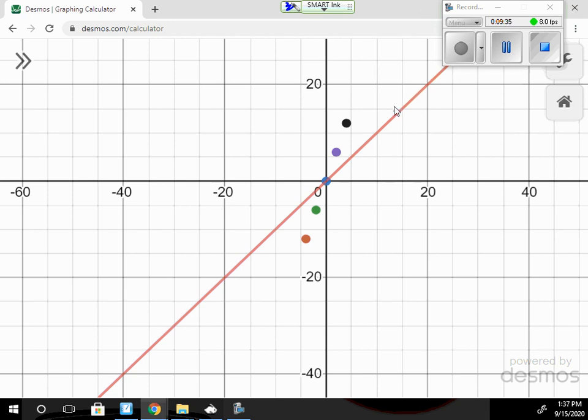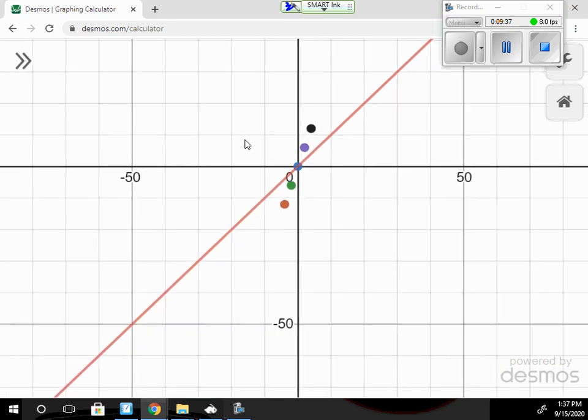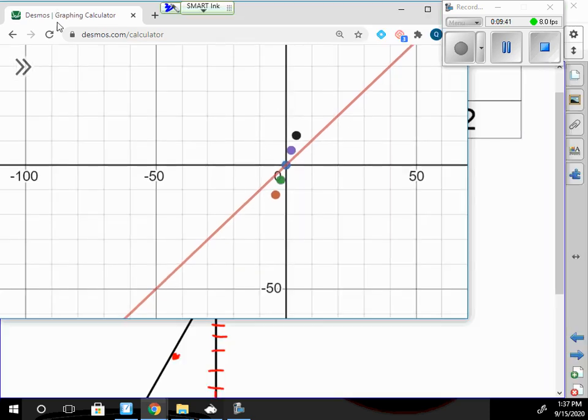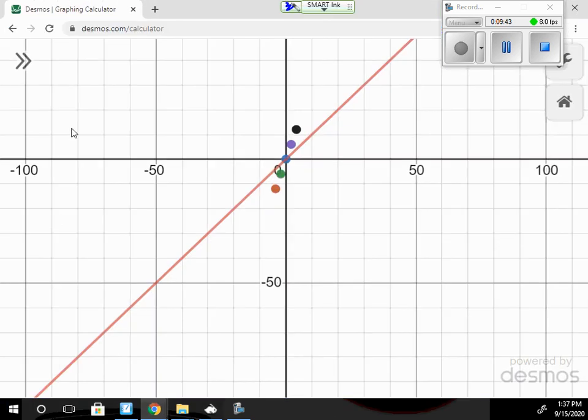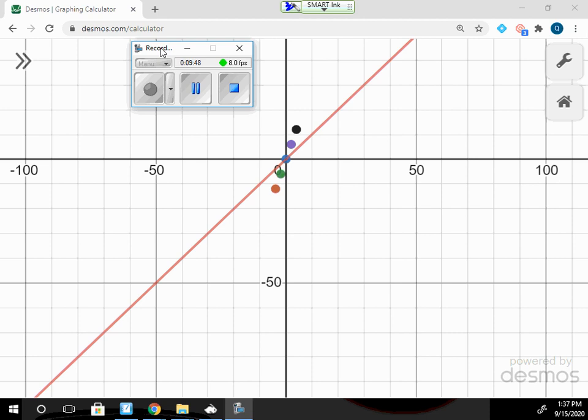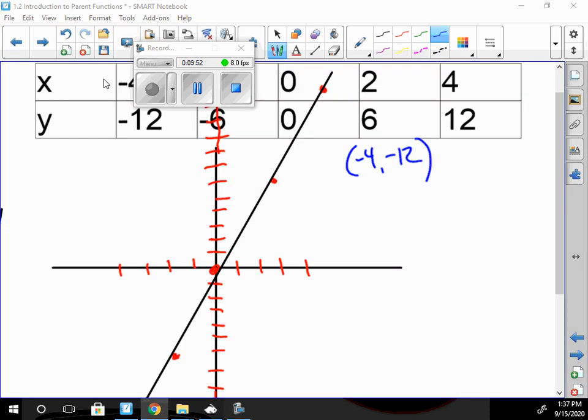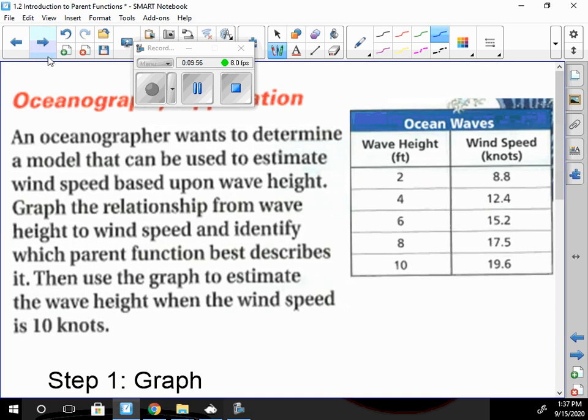So just looking at it on the graphing calculator makes it much easier to see how my data points fall in comparison to the parent function. Now, if you were doing that as a homework assignment, you could export that graph to me as an image. Tomorrow we'll pick up with word problems.